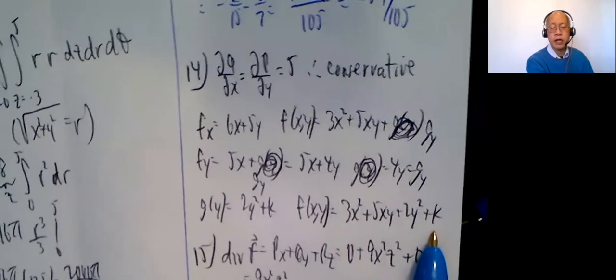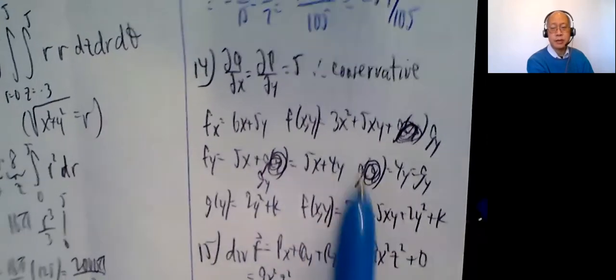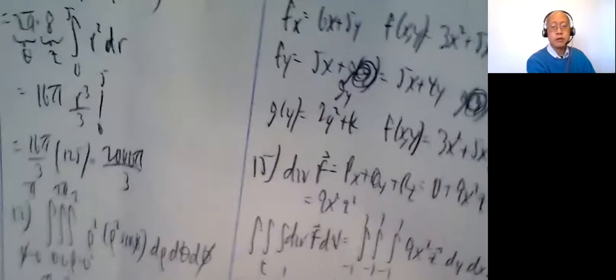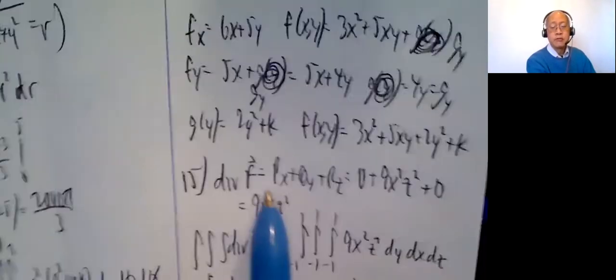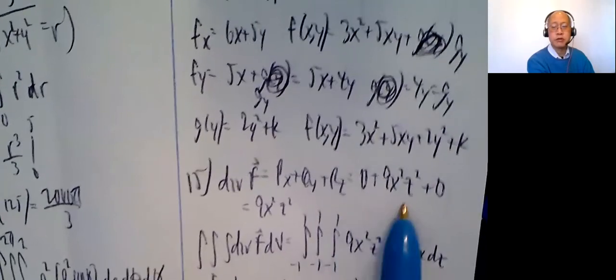So f of xy is 3x squared plus 5xy plus 2y squared plus k. That's my anti-gradient. You can double check. The partial with respect to x is that, and the partial with respect to y is that. Finally, 15, use the divergence theorem. The divergence of f is p sub x plus q sub y plus r sub z, which is 0 plus 9x squared z squared plus 0, or 9x squared z squared.